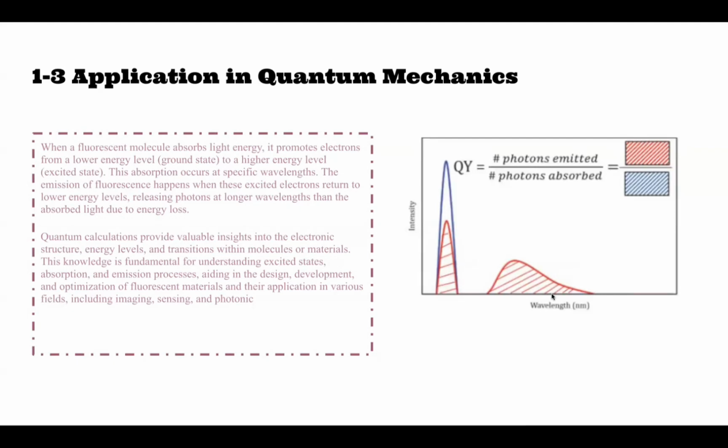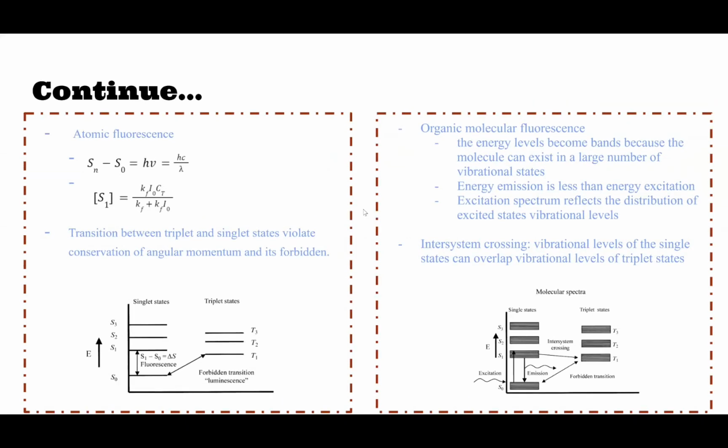And this other image on the right is called the quantum yield. The quantum yield is a ratio of the number of emitted to the number of absorbed photons. So there is a difference between atomic and organic molecular fluorescence. In this equation, Planck's radiation law is applied, where n is the energy level, the principal quantum number, and n naught is the ground state of the atom. The ground state cannot have angular momentum and is known as a singlet state.